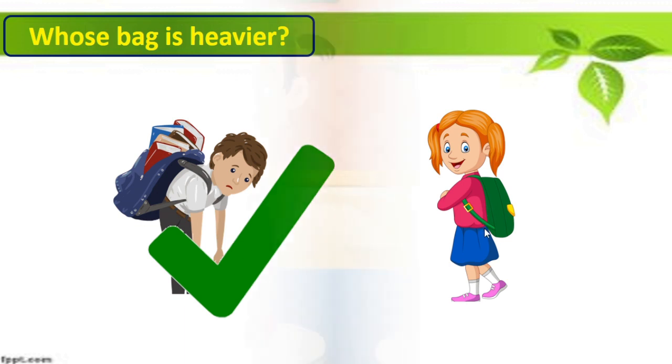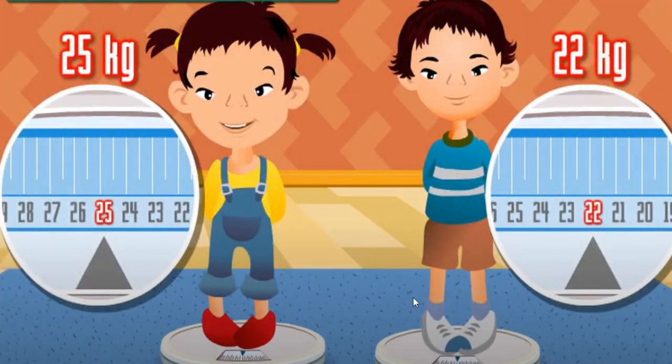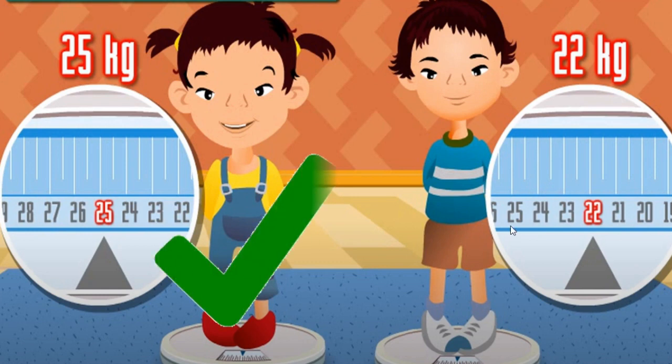Okay. Now here you can see two children standing on the weighing machine and we can see their weight. Here this is 25 kg and 22 kg. Yes, 25 is more than 22, isn't it? It is a greater number. So we can easily say that this girl weighs more than this boy. Right? Now today we are going to learn about weight in detail.